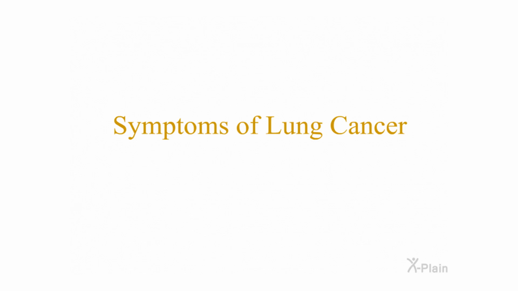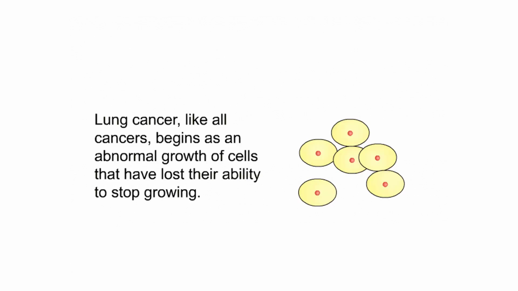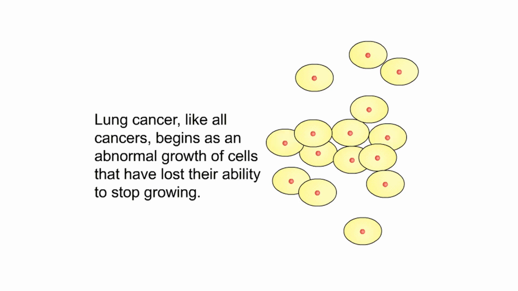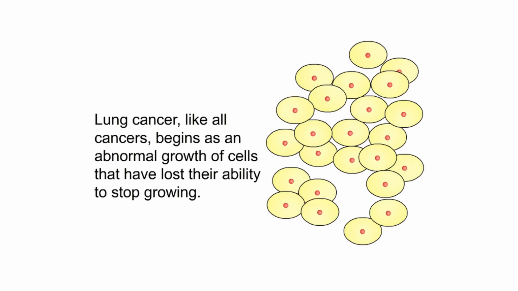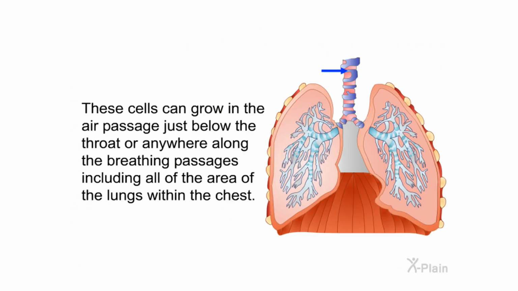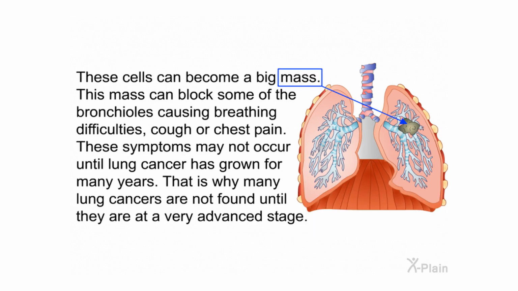Symptoms of lung cancer. Lung cancer, like all cancers, begins as an abnormal growth of cells that have lost their ability to stop growing. These cells can grow in the air passage just below the throat or anywhere along the breathing passages, including all of the area of the lungs within the chest. These cells can become a big mass. This mass can block some of the bronchioles, causing breathing difficulties, cough, or chest pain. These symptoms may not occur until lung cancer has grown for many years. That is why many lung cancers are not found until they are at a very advanced stage.